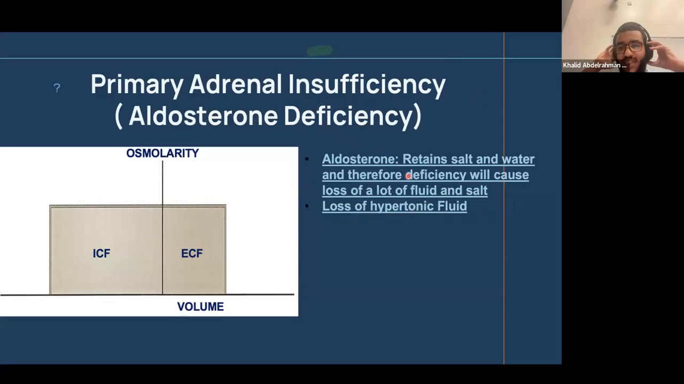I won't go into detail of what aldosterone does. I think it's too advanced for you right now. Just know that this example means loss of hypertonic fluid. Aldosterone goes to the kidney and stops salt and water from leaving. It brings it back to the body. If you don't have aldosterone, then you're letting a lot of salt and water leave in urine, and therefore you're losing hypertonic fluid. So let's work from here, from loss of hypertonic fluid.